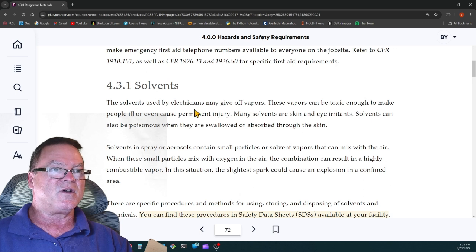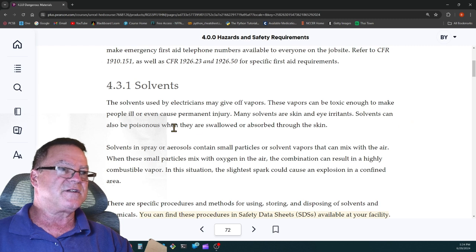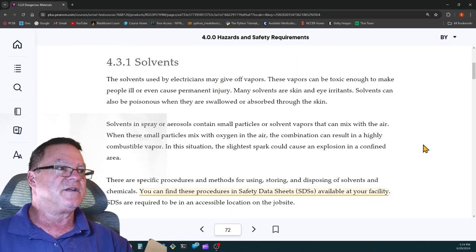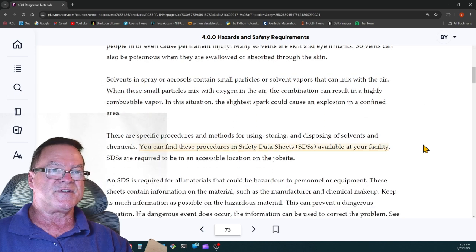4.3.1 Solvents. The solvents used by electricians may give off vapors. These vapors can be toxic enough to make people ill or even cause permanent injury. Many solvents are skin and eye irritants. Solvents can also be poisonous when they are swallowed or absorbed through the skin.